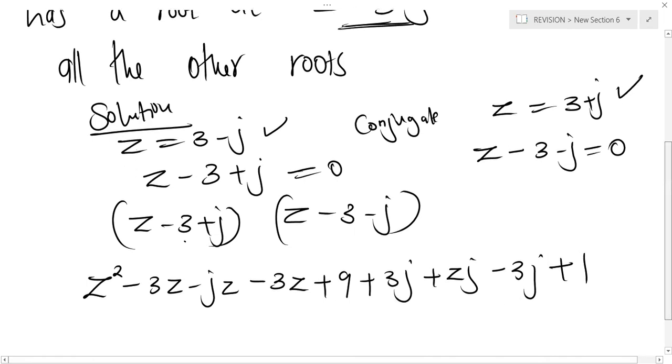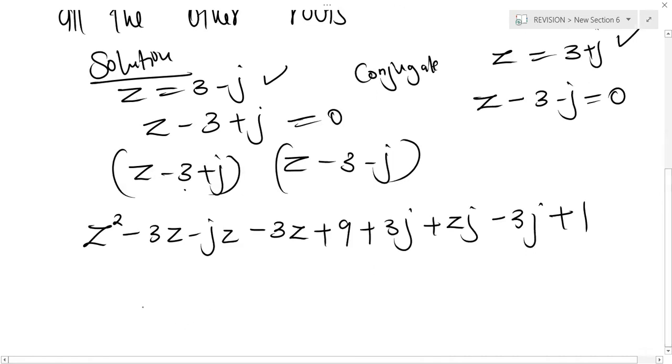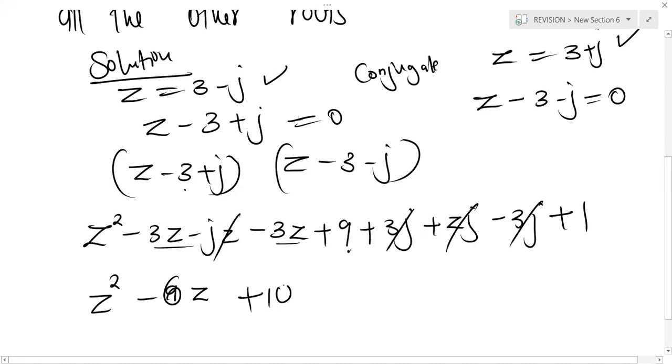Okay, fine. So let's put like terms together. This is z squared. We have minus 3z minus 3z here as well, so that will give minus 6z. I have jz here and zj here, which is simply the same thing, so this and this will give 0. I've already joined this to give minus 6z. Then I have 3j minus 3j, and then I have 9 and 1. This will give plus 10, multiplying those two.